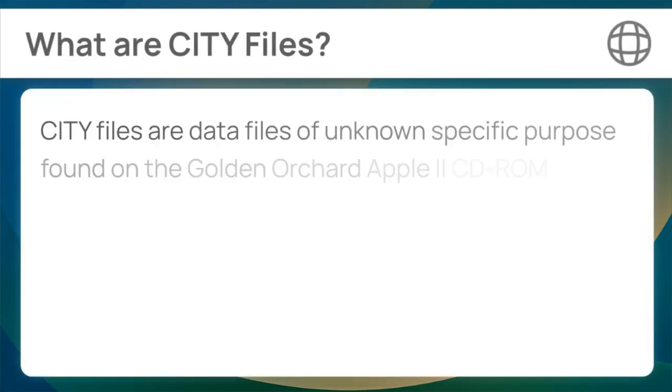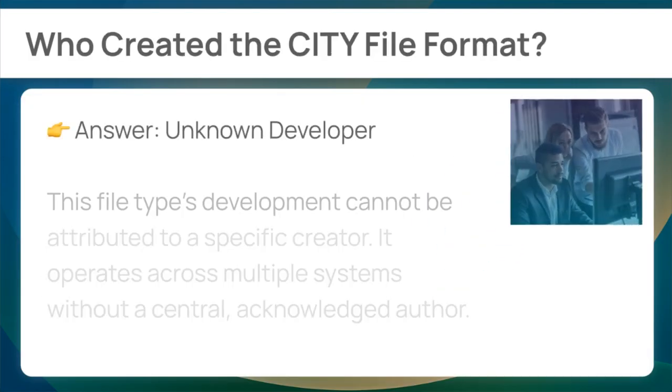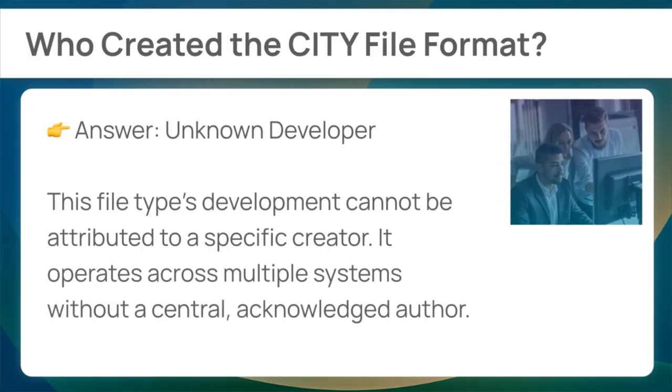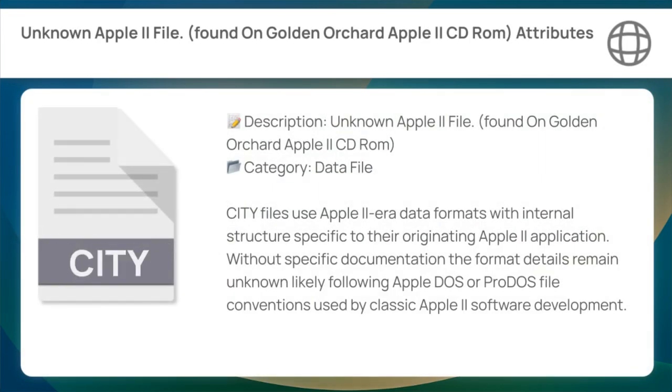CITY files are data files of unknown specific purpose found on the Golden Orchard Apple II CD-ROM, a comprehensive archive of vintage Apple II software. They likely contain data for a specific Apple II program, possibly related to city simulation or geographic content. CITY files use Apple II-era data formats with internal structure specific to their originating Apple II application.